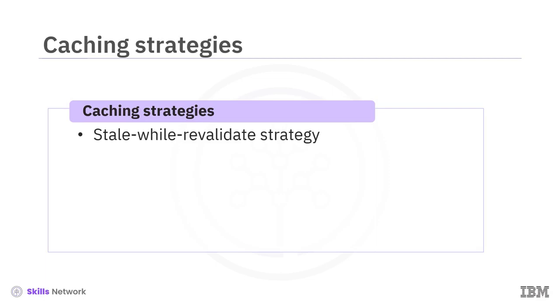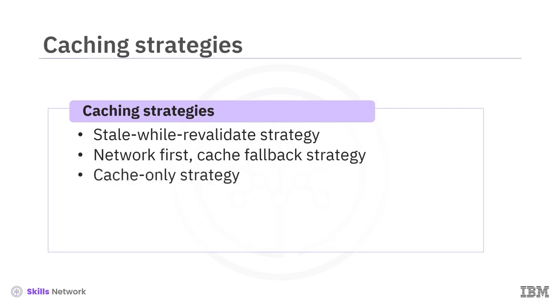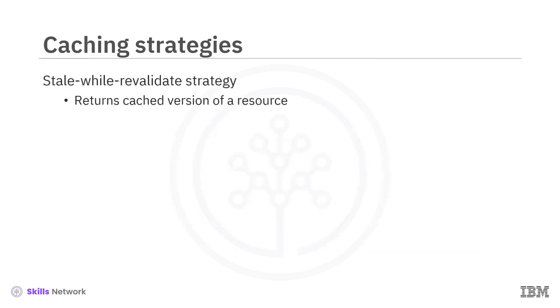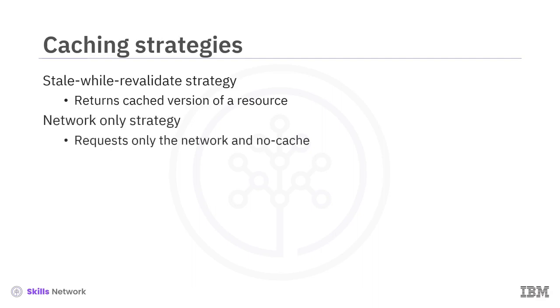Stale while revalidate strategy, network first, cache fallback strategy, cache-only strategy, network-only strategy, cache-first strategy. A stale while revalidate strategy returns a cached version of a resource while going to the network to fetch an updated version if one exists. The network-only strategy requests only the network and no cache.